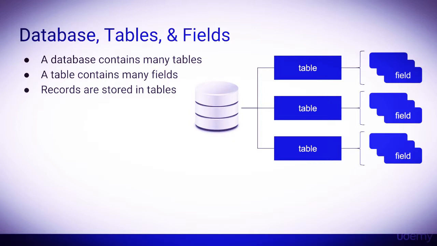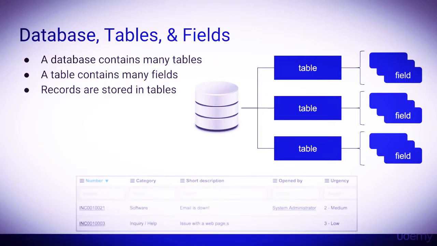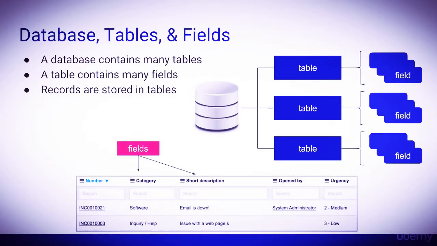Records are stored in tables. Each time you create a new incident, a record is being created. Here we have a screenshot of a list of incidents. Each column here represents a field in the incident table, and each row represents a record stored in the incident table.